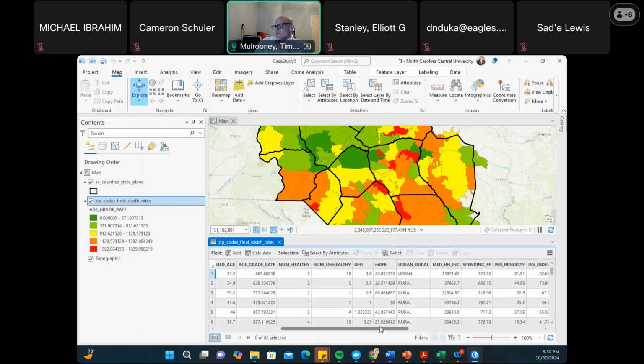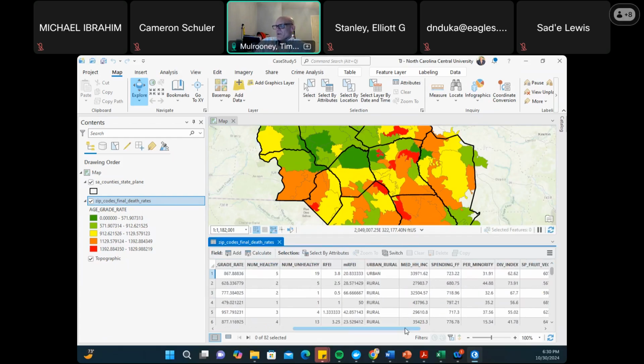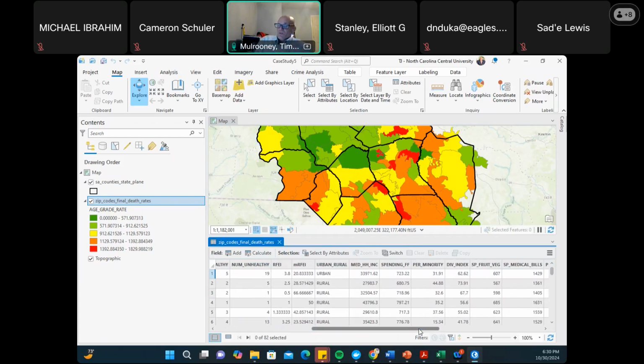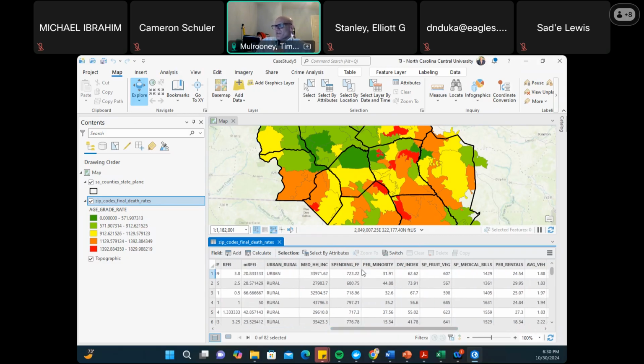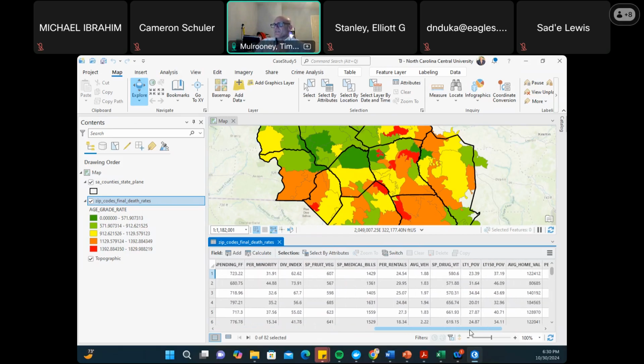All right, other things I have: whether it's urban or rural. If you wanted to run some urban rural analysis, we do have some papers out there on what constitutes urban and what constitutes rural, but I don't want to go down that path. Then there's median household income, spending on fast food, percent minority, and diversity index. That's a number based on the percentage of different races. There are about 6 or 8 different races that the census defines.